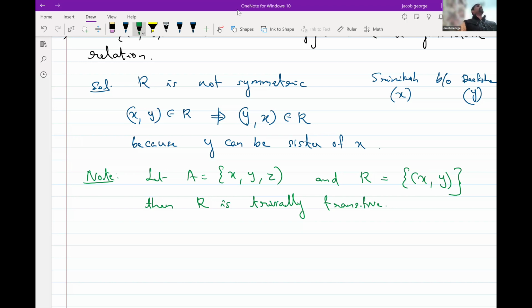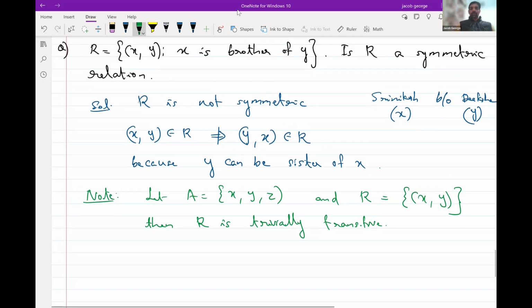But is it symmetric? No, it is not symmetric. For symmetric, if (X, Y) is there, then (Y, X) should be there as an element of R. Sorry, it is not symmetric. Is it reflexive? No. For reflexive, if A is {X, Y, Z}, the minimum 3 pairs (X, X), (Y, Y) and (Z, Z) must be there.